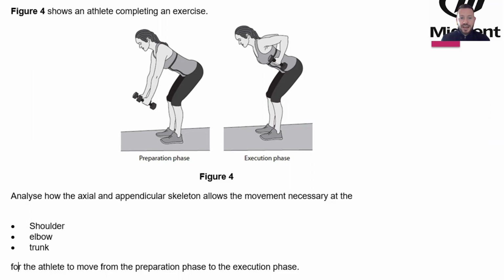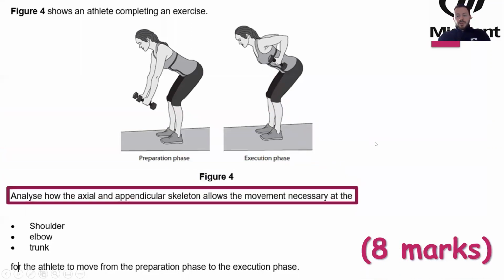So if you see analyze how the axial and appendicular skeleton come together, you're just talking about bones and joints. You'd be wasting your time talking about muscles with this question. What's the best way to attack this question? Well, let's have a look first of all from the point of view of the person who's going to be marking it. What are they looking for and what do they want?